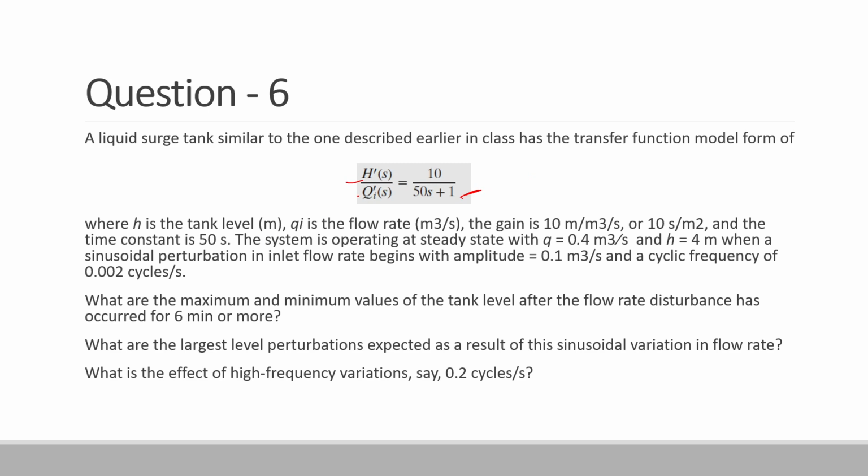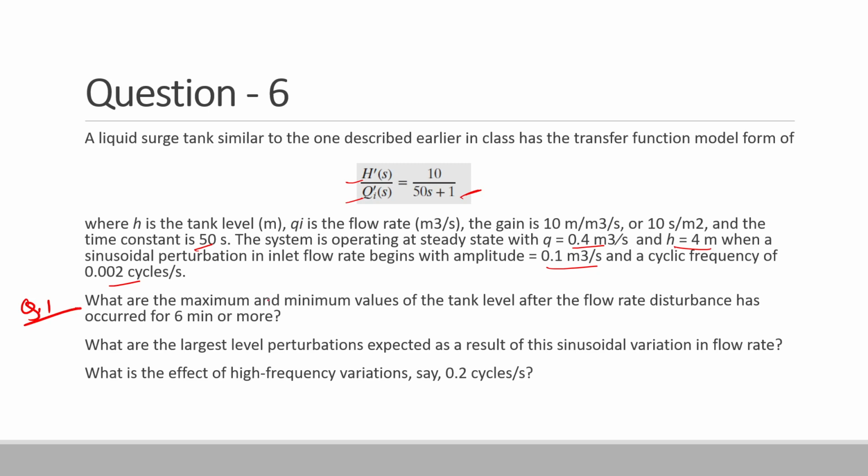Basically this is the tank level, this is the input flow rate. The gain is 10 meter per meter cube second. The time constant is 50. Then the system is operating at a steady state of this flow rate and height of 4 meter when a sinusoidal perturbation of inlet flow rate begins with the amplitude of 0.1 meter cube per second and the cyclic frequency of 0.02 cycles per second. And then we have been asked 3 questions.